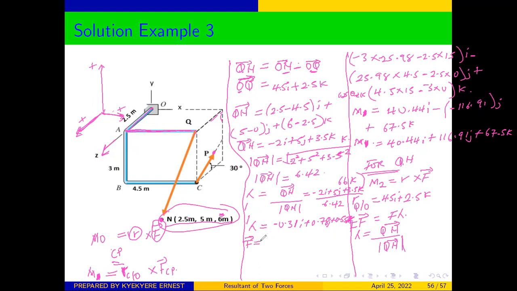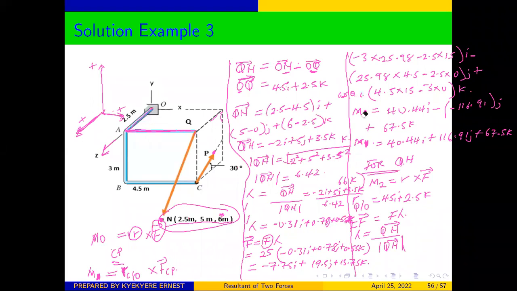vector form. So our force in the vector form will be equal to F lambda. Our F in the scalar form is given as 25. So 25 into bracket lambda, which is negative 0.31i plus 0.78j plus 0.55k. And from here, our force will be negative 7.75i plus 19.5j plus 13.75k.